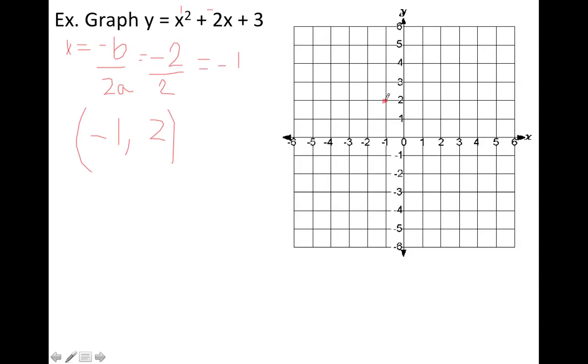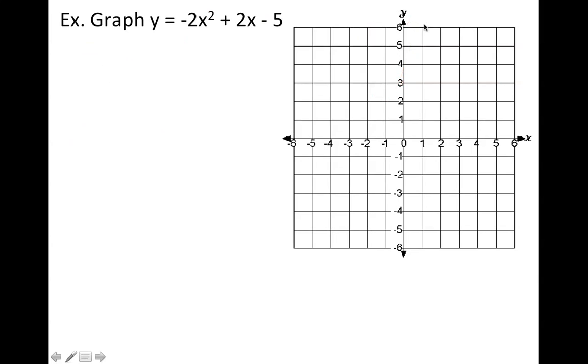Then we can identify our y-intercept. Remember, our y-intercept is where it hits the y-axis, so our x value is 0, and we're always left with our constant term at the end. So our y-intercept is (0, 3). And if you reflect that point over, remember the vertex is a point of reflection, we get our 3 points, which is good enough. Connect them, and you are done. And if I asked you for the transformations of this graph, you would say left 1, up 2.